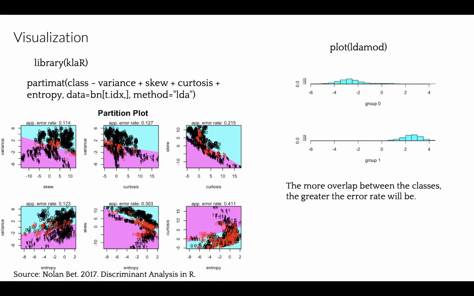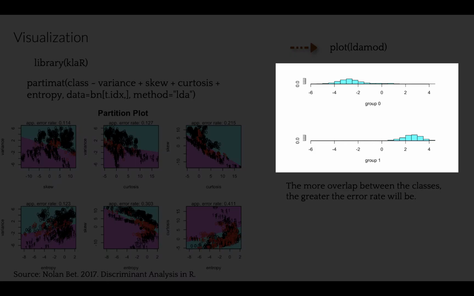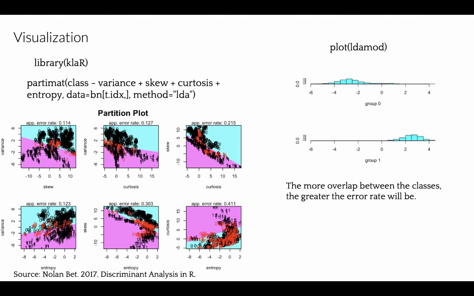Group separation can be plotted using the plot function from the MASS package on the right. It shows us stacked histograms of values of the discriminant function from 2 different groups, group 0 on the top and group 1 on the bottom. The more overlap between these 2 classes, the greater the error rate will be.